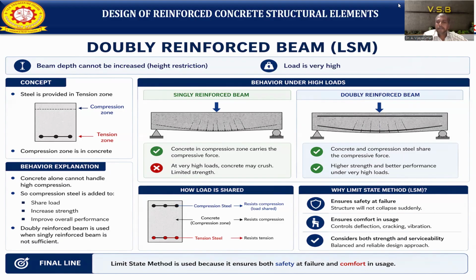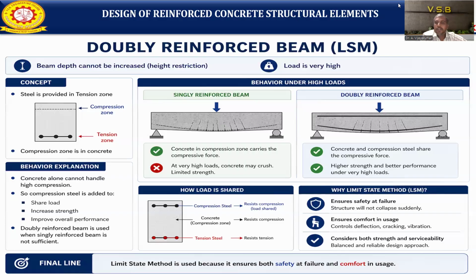From that point of view, in that consideration, we need to go for a doubly reinforced beam. Okay. We can provide reinforcement in both the compression as well as the tension zone of the section. What is the key concept of the doubly reinforced section? Steel is provided in the tension zone as well as the compression zone along with the concrete.